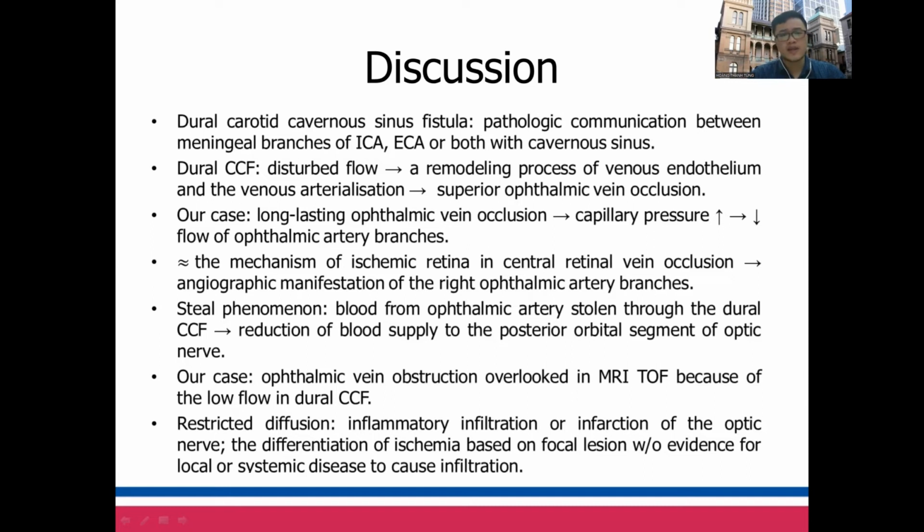In our patient, the long-lasting ophthalmic vein occlusion could be the reason why the capillary pressure increased, and consequently, the flow of the ophthalmic artery branches decreased. This was similar to the mechanism of ischemic retinopathy in central retinal vein occlusion. That's why we could explain the angiographic manifestation of the right ophthalmic artery branches.